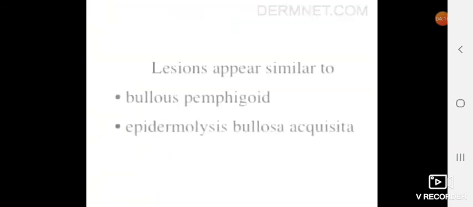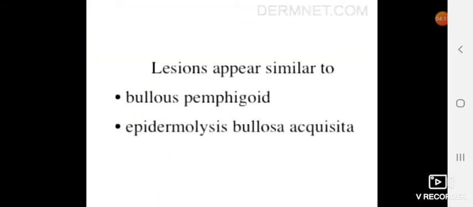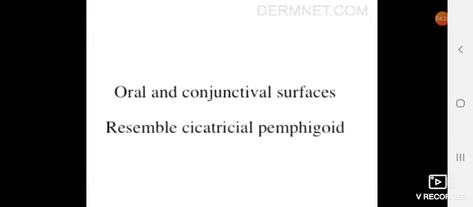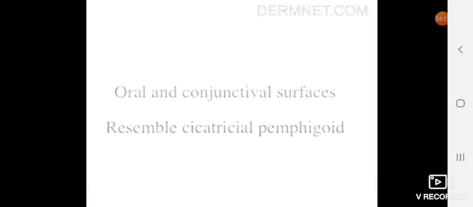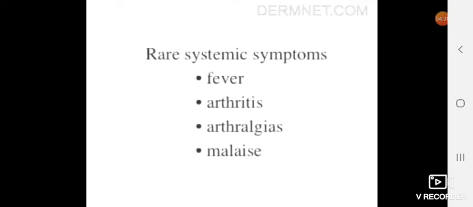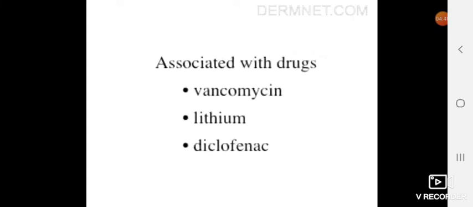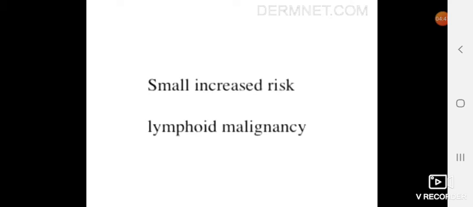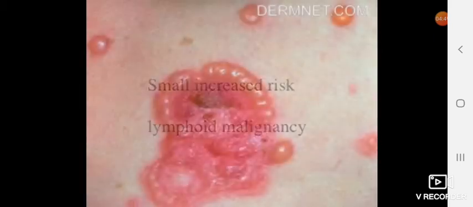Patients may also present with lesions that appear similar to those found in bullous pemphigoid or epidermolysis bullosa acquisita. Oral and conjunctival surfaces may be involved, resembling cicatricial pemphigoid. Rarely, systemic symptoms such as fever, arthritis, arthralgias, and malaise may occur. This disorder has been associated with the intake of many drugs, including vancomycin, lithium, and diclofenac. These patients also demonstrate a small increased risk of lymphoid malignancy.